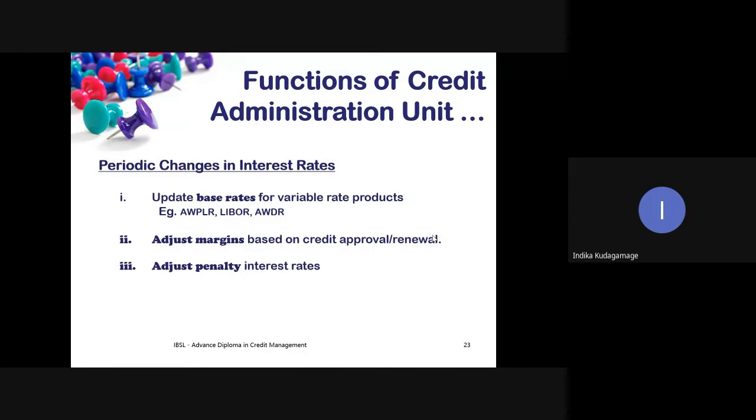Then interest rate changes, right? Changes to the base rate, AWPLR, LIBOR, AWDLR plus rates. Whenever there is a change, we need to update the system. That has to be done centrally and independently. Adjust the margins. Whenever we want, like last week, no, prior to that, we saw the policy rate hike. Then we have to adjust our rates. So margin changes have to be done by them. These days we don't have a penal rate. Whenever a penal rate is adjusted, it is done by this independent party.